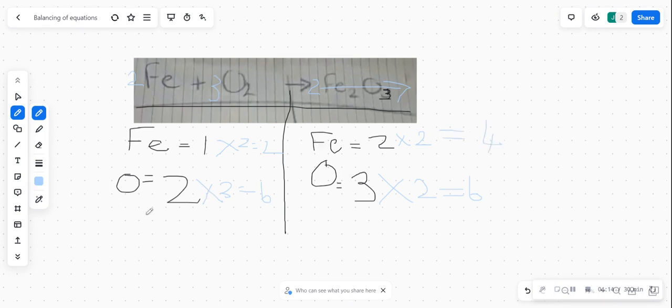Then when I go and check, is it balanced? I would see that my iron is not balanced yet, because I need to have it a 4. 4 iron on this side, 4 iron on that side. 6 oxygen on this side, 6 oxygen on that side. It is balanced, then I just go and erase my thing there. And then I can change my color afterwards if it's like a test paper.